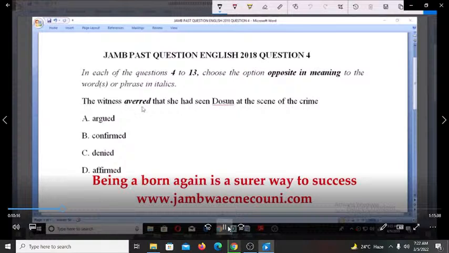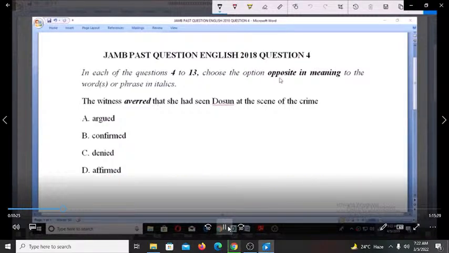So which of these options has the opposite in meaning to the word averred? A, argued, B, confirmed, C, denied, D, affirmed. Now for us to be able to understand very well, we need to first of all know the meaning of these very words. Here we have averred, argued, confirmed, denied, and affirmed.